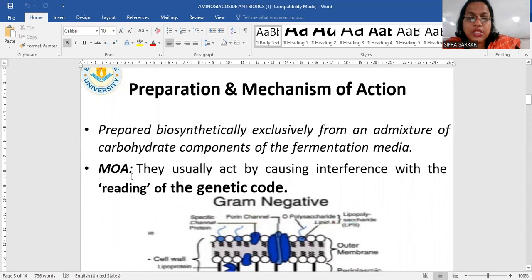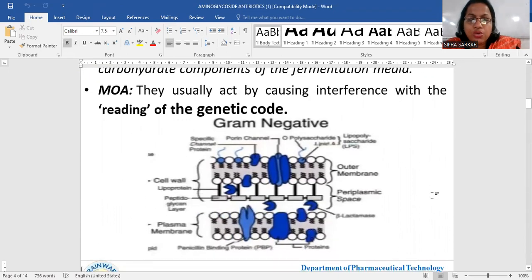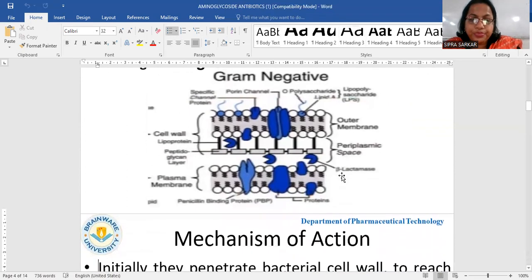For the mechanism of action, they usually act by interfering with the reading of the genetic code. That means whenever the genetic code, the DNA or the RNA code, is replicated, that replication will be prevented by this aminoglycoside antibiotic. This is the gram-negative bacteria cell wall. Whenever any genetic material is formed, they try to create a particular shape with the particular cell wall. So if the cell wall is prevented, then the growth of the bacteria will be prevented.